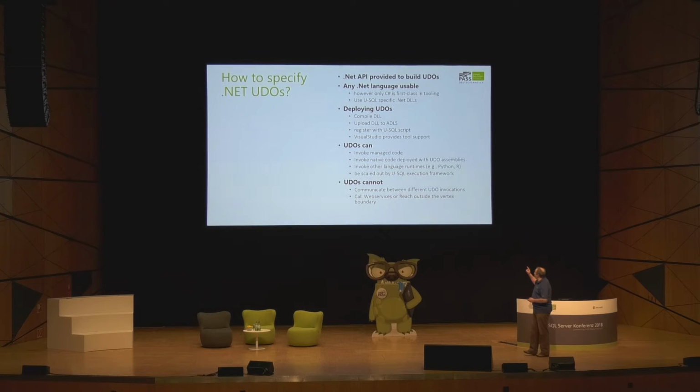Now, the one thing is that the UDO can invoke managed code, and it can invoke native code that is deployed together with the assemblies. It can even invoke other language runtimes, and that's how we give you the Python and R support. And we will scale it out. There are some limits, though. We are running them in a sealed-off container, so you cannot reach out of the Vertex into other web services. This is a no-no for that distributed denial of service attack issue that I mentioned earlier.